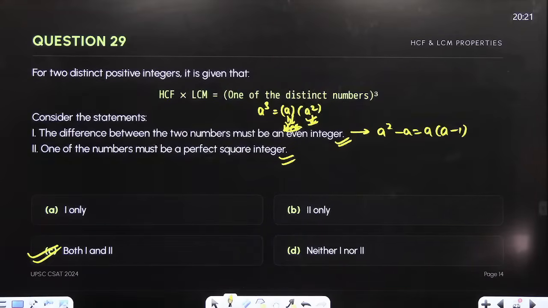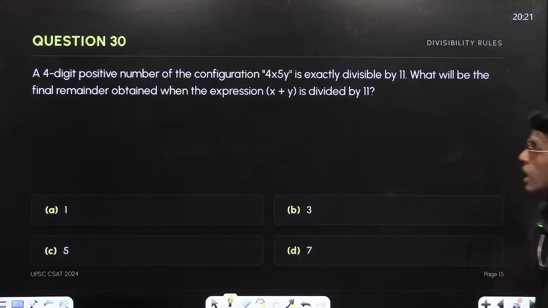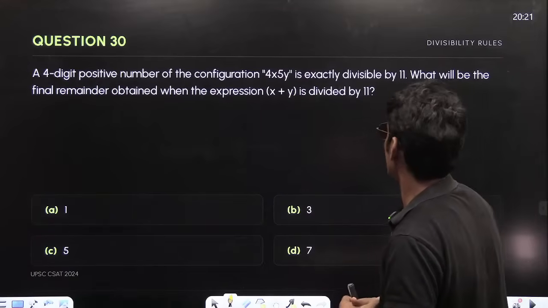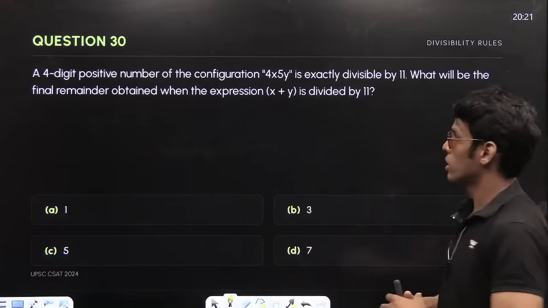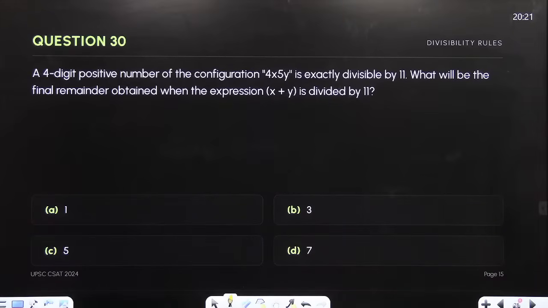Okay, let's move on. A 4-digit positive number of the configuration is exactly divisible by 11. Problem number 30.